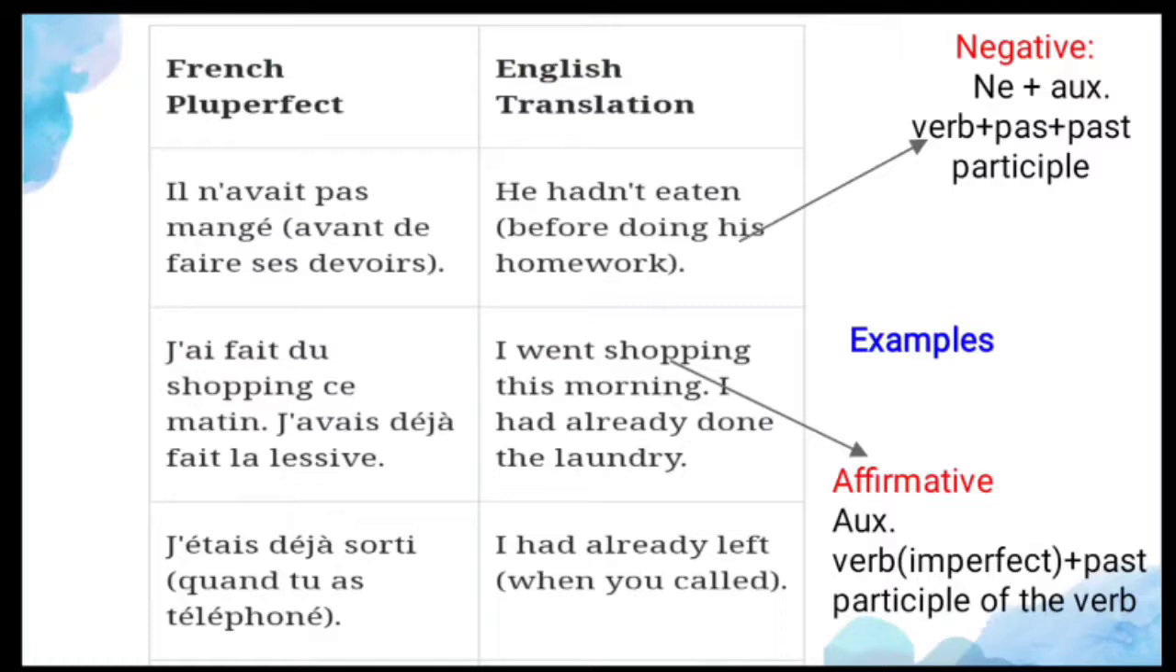And the third one, j'étais déjà sorti. So I had already left. Quand tu as téléphoné. So when you called, I had already left. So this is the formation for the affirmative and the negative.